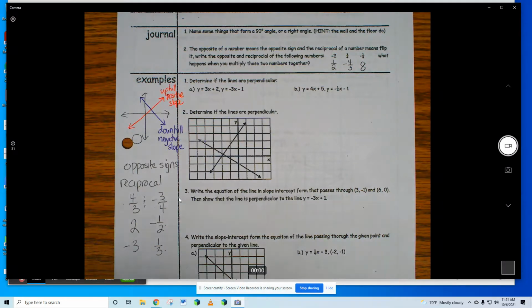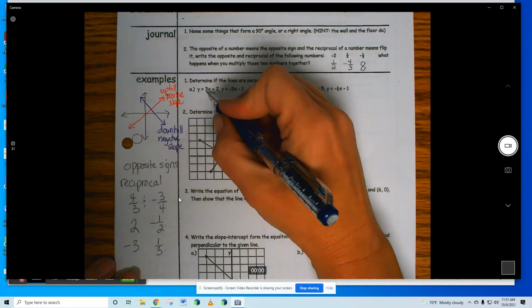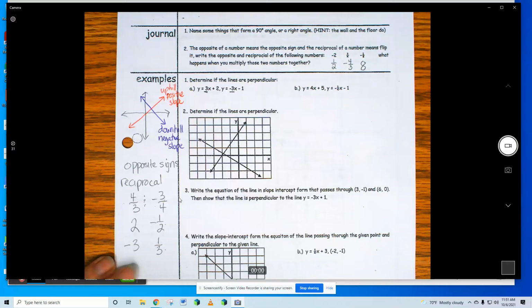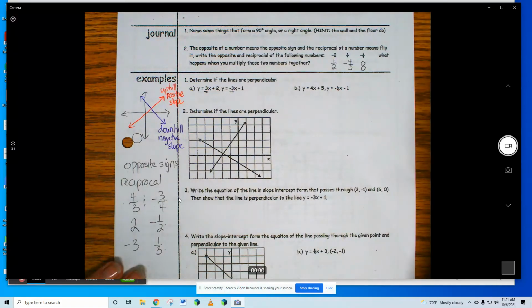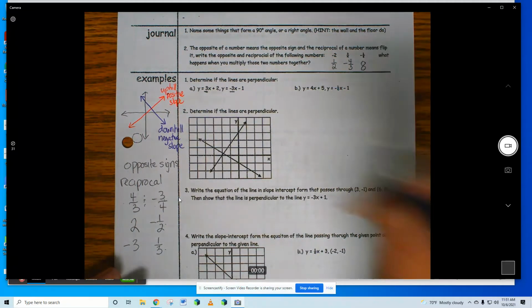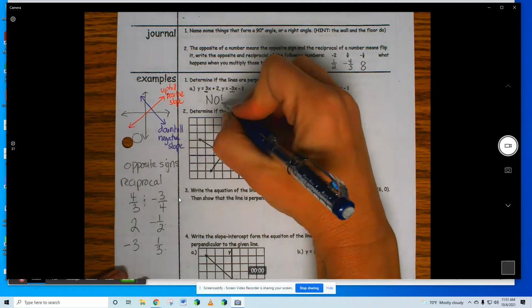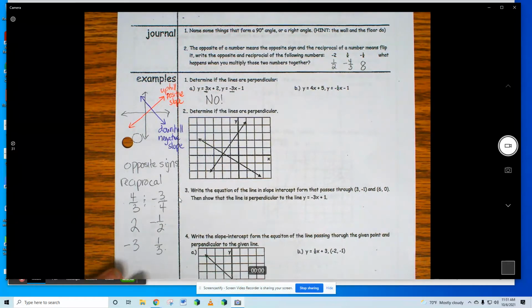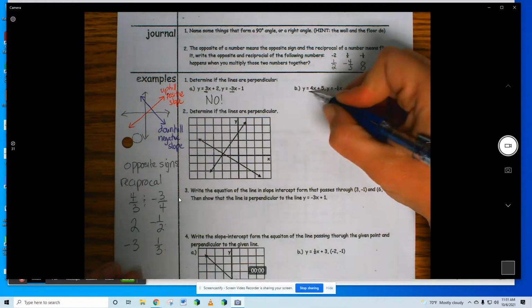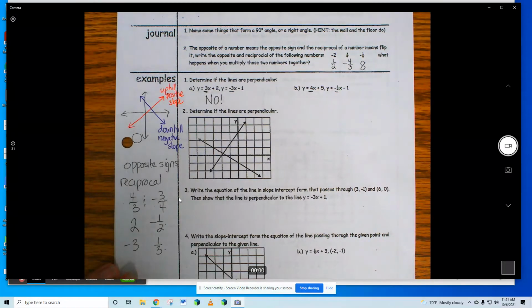Okay, 1A. Determine if the lines are perpendicular. So I look only here at the 3 and the -3. Are those opposite reciprocals? They are not. They're not reciprocals. They're opposite. So I need both to be true. I need them to be reciprocals and opposite. So this is a no, not perpendicular. How about a 4 and a -1/4? Yes.